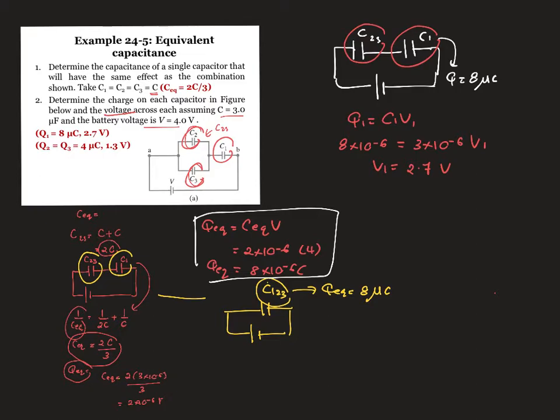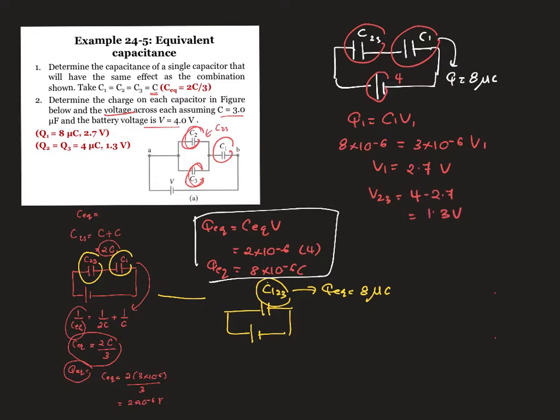Okay, so for C23, you need to find the voltage at C23 first. Basically there are two methods that you can use. Either you already know the potential difference of the battery is 4 volt, like I mentioned before. So the potential difference for the series combination in total will be equal to 4 volts. Therefore, you can find V23, which is 4 minus 2.7. So you are going to get 1.3 volt. This is one method.